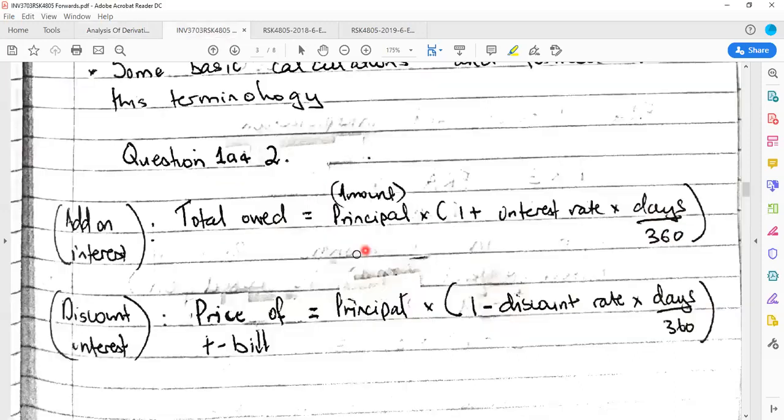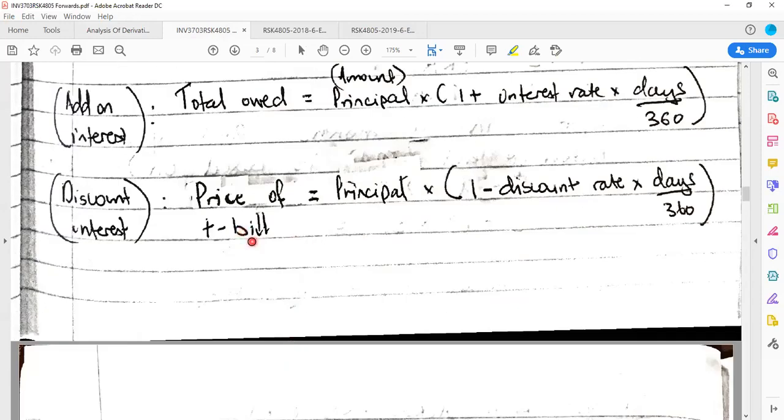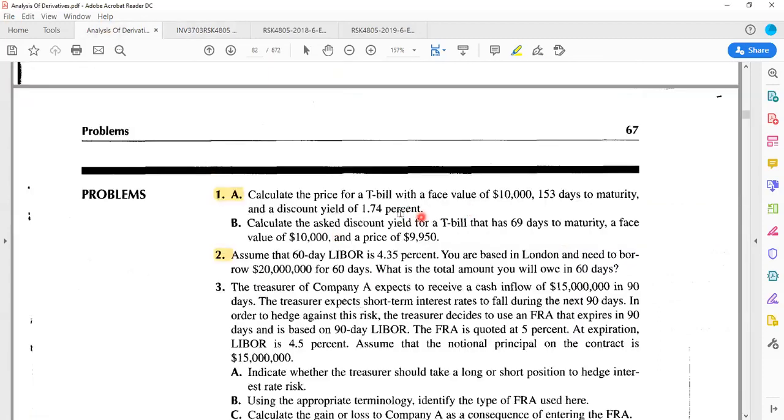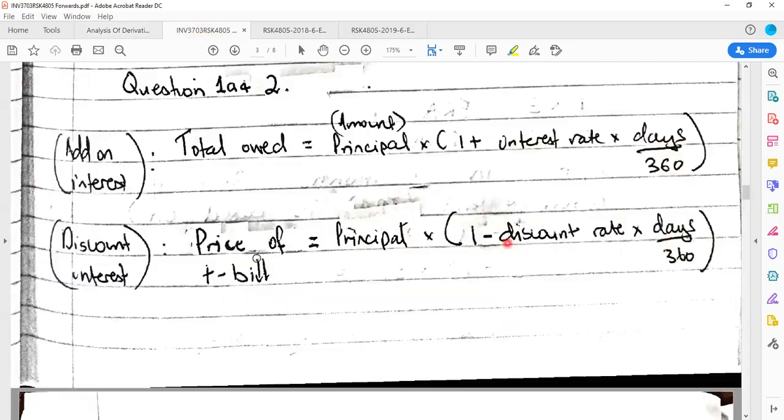I want you to try this question. I want you to try to get the price of the treasury bill. I want you to substitute in this information using your calculator and see if you can get the price. And then when you're done, you can press continue, and then you can compare what you did with what I did. So try to substitute the principal multiplied by 1 minus the discount rate, and let's see what you get to get the price of the treasury bill.